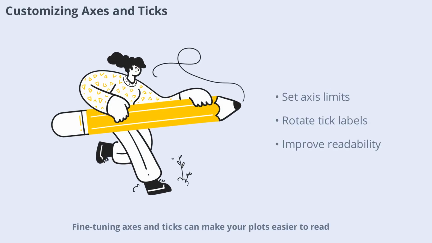Fine-tuning axes and ticks can make your plots easier to read. Seaborn integrates with Matplotlib's functions for setting axis limits, tick labels, and rotations. Customizing axes ensures your data is presented clearly and avoids clutter. Let's adjust axes and ticks on a Seaborn plot for better readability.